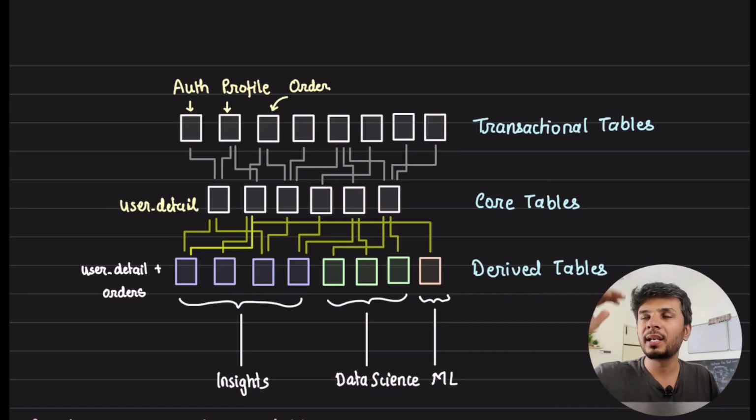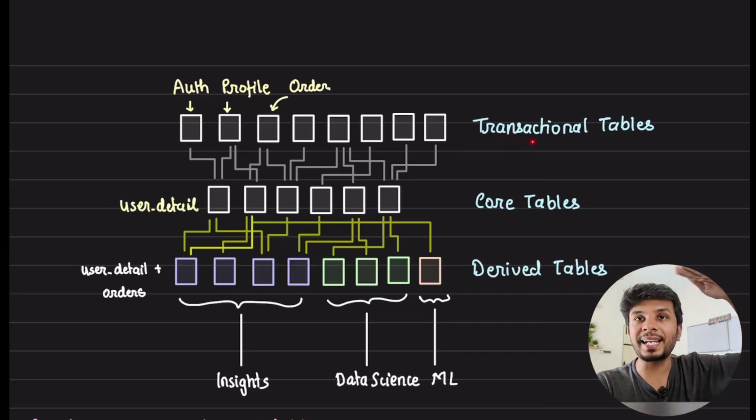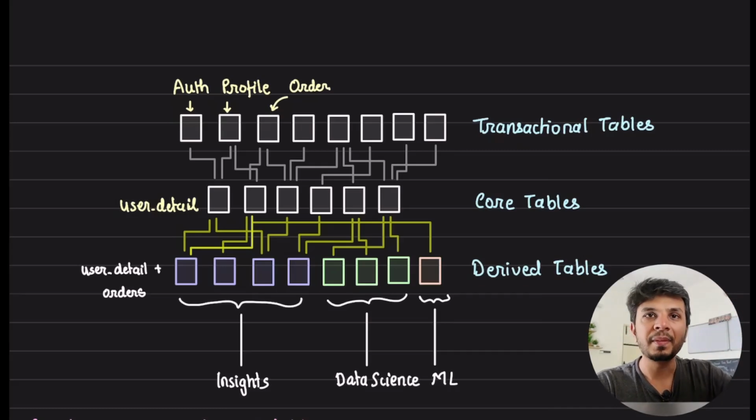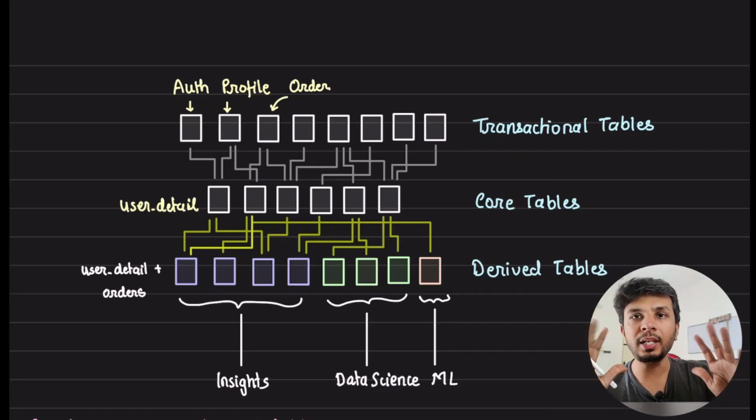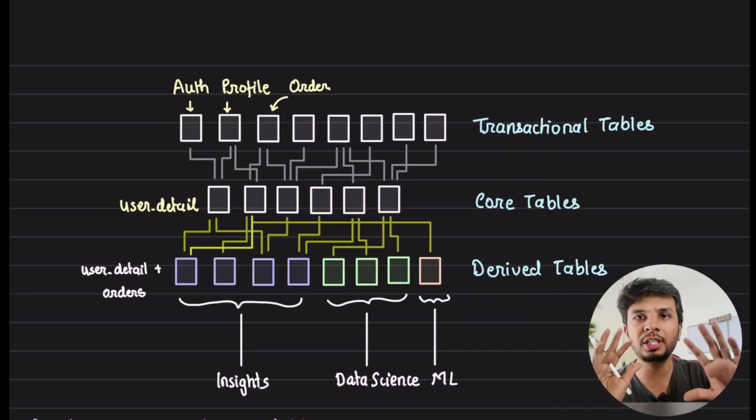So what Discord did here is they created derived tables but from core tables. So first they have your transactional tables, which is typically what a microservice directly interacts with, right? Then they create core tables. Now these core tables are the ones which are very commonly, you have to join them, you have to merge them.